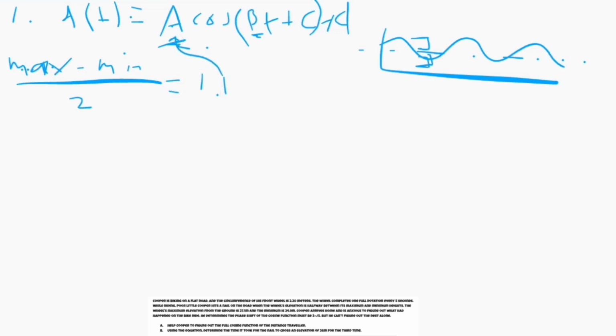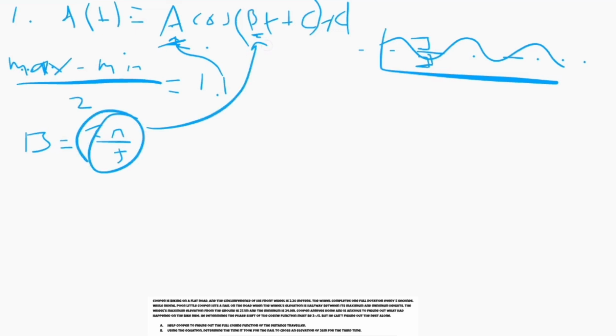Now for our B, we were generously given the period of 5 seconds, so we can rearrange it so that B is equal to 2 pi over 5, because we rearrange the original equation, period equals 2 pi over B. And that is the number that goes into the B value.